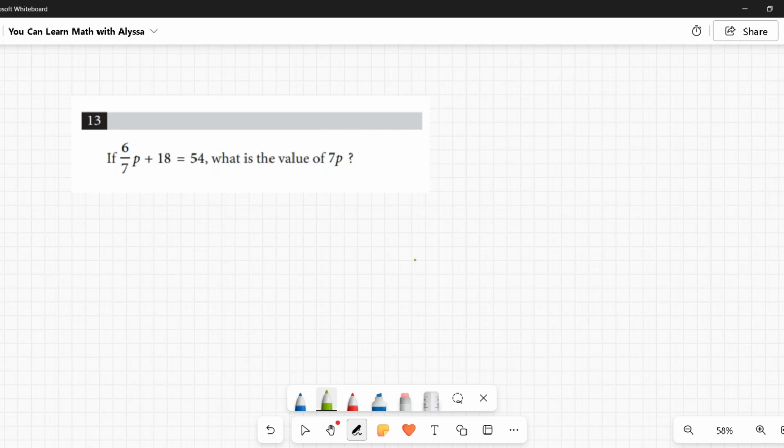A lot of times there will be a way to get to the answer quicker. But here we're just going to solve for p, and then we're going to multiply it by 7. So 6/7 p plus 18 equals 54.